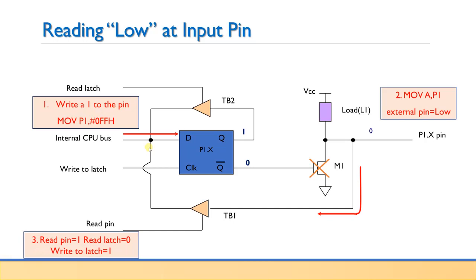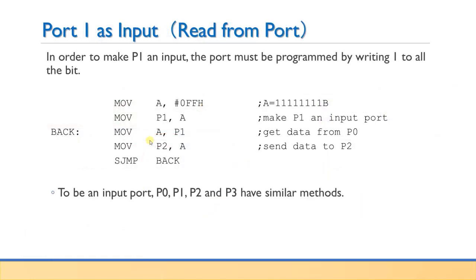To read the data, I have to make read pin 1, read latch 0, and write to latch 1. So as this is 1, this is activated, and whatever is the signal here will be available at the output, and the same signal will be available at the internal CPU bus. Same is available at the D pin. So this is how I can read 0 using the IO port. So port 1 as input, read from the port. So this is the simple program which is used to do it. We have to first initialize it as an input port, and then you can read the data, and you can transfer that data as per your requirement.